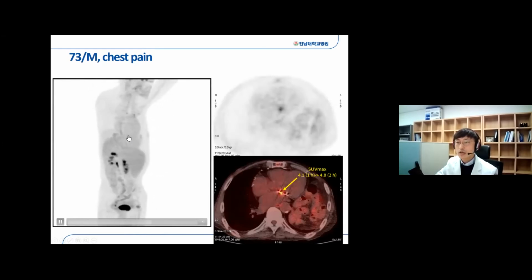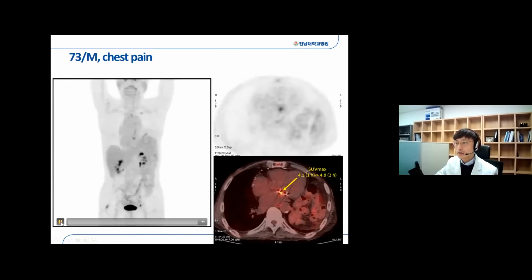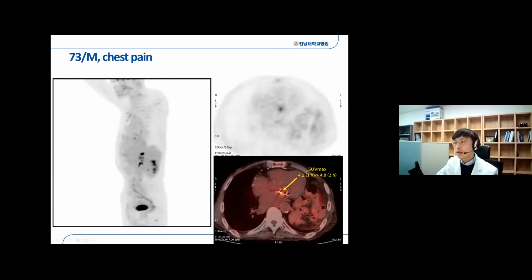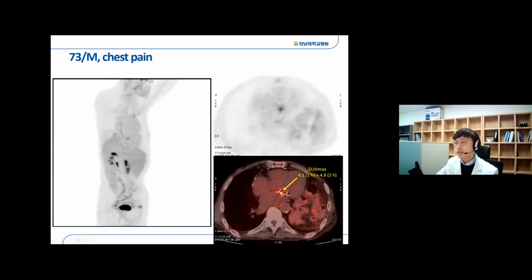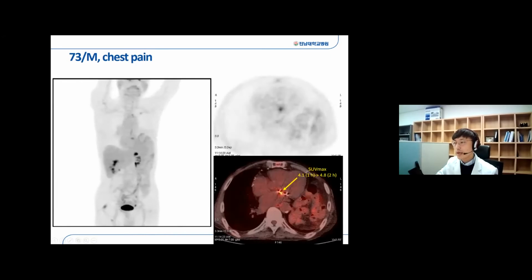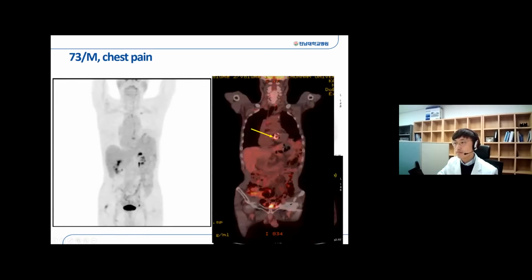Here at the middle of the heart, you can see a focal uptake measuring 4.1 SUV max, which increased to 4.8 on 2-hour images. On the transaxial images, it was located in the prosthetic mitral valve, as you can see here, indicated by the yellow arrow. And on the coronal images, you can see that this uptake correlates with the anatomical location, which was shown on echocardiography.